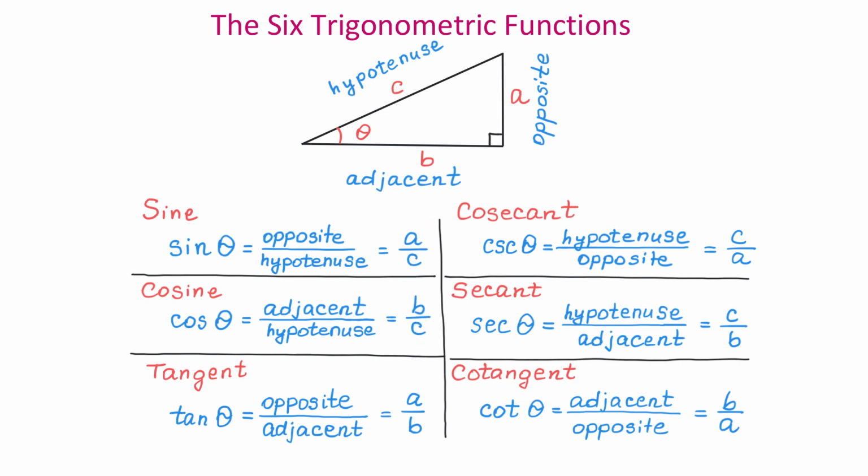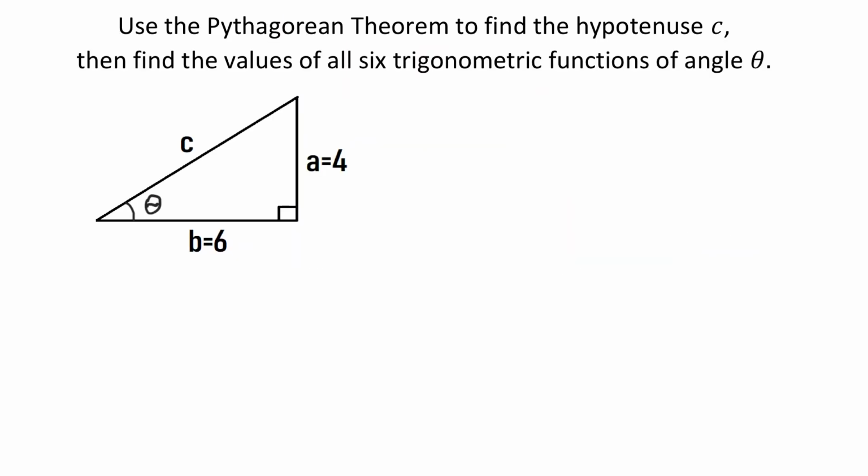Now let's see an example on how to find these 6 trigonometric functions given the sides of a right triangle. Here we have a right triangle with side A equal to 4 units and side B equal to 6 units. We will use the Pythagorean theorem to find side C. Then, once we know all 3 sides, we will find the values of all 6 trigonometric functions of angle theta.